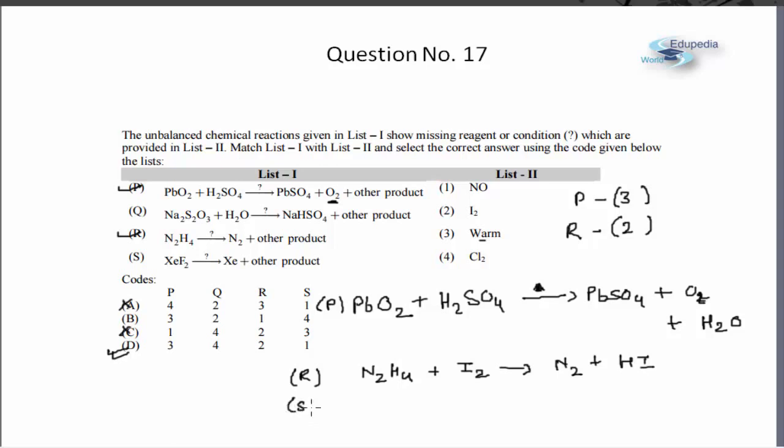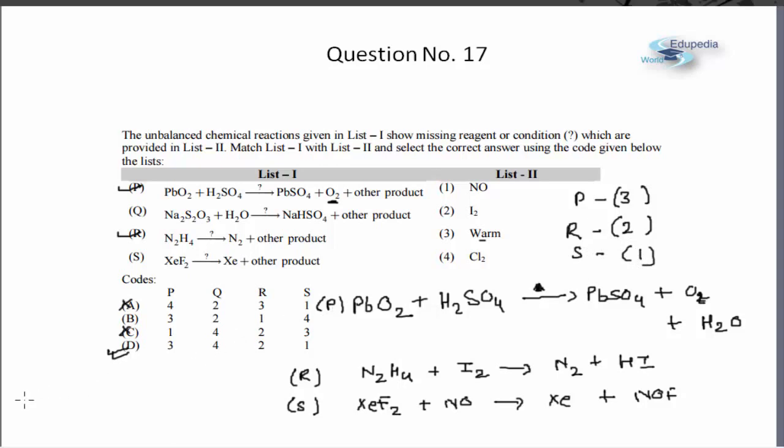But in case of S, the reaction will be XeF2, in presence of NO, that is your nitric oxide. This will react to form xenon plus NOF. This will be the reaction in case of option S. So that means S will match with 1.